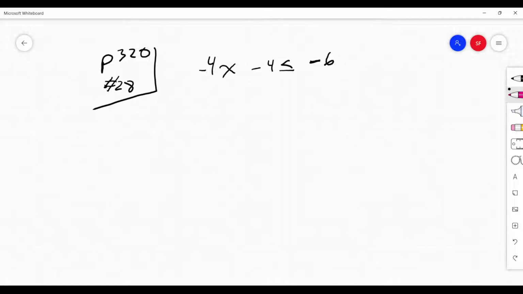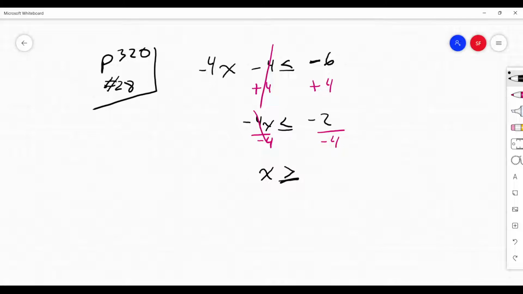It's hilarious. So we were adding 4 to both sides. Sounds like a great idea. Plus 4. Now what? We get negative 4x is less than or equal to negative 2. And then what? Divide by negative 4. And then we flip the sign. Flip the inequality, yes, because we divided by a negative. So we end up with? 1/2, positive, because a negative divided by a negative is a positive.